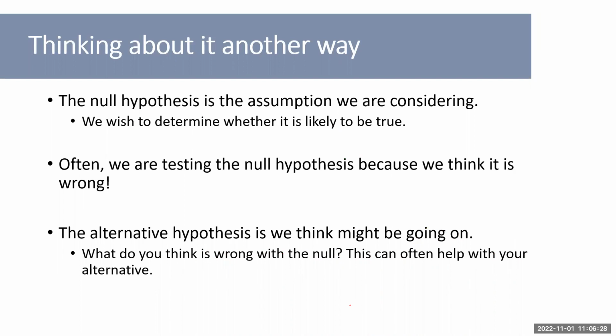Now, if you need to think about it in another way, remember that the null hypothesis is the assumption that we're considering. It's what we ask: do we think this is true or not? It does not mean that we hope it's true. Oftentimes, we're doing this because we hope that the null hypothesis is not true. We hope that it is wrong. We are hoping to overturn that null hypothesis. Maybe we've made a change and we want to make something better. The alternative hypothesis is what we think might be going on. So in other words, what do we hope is wrong with that null hypothesis? That can help you get there with your alternative.